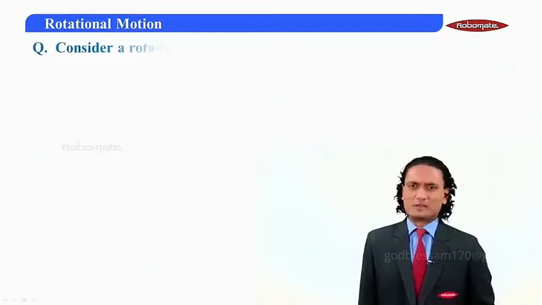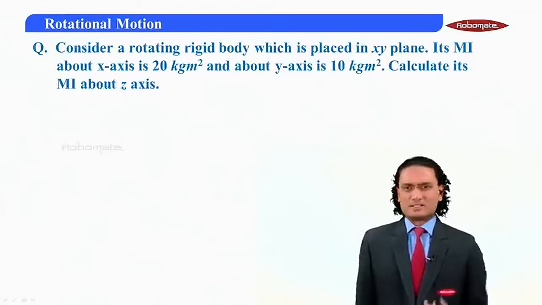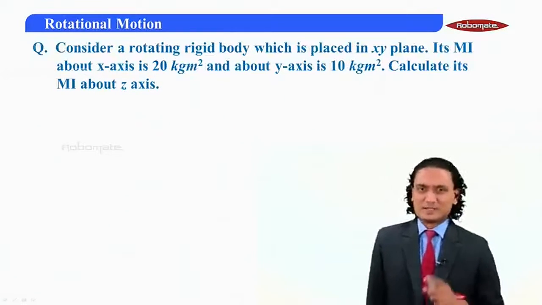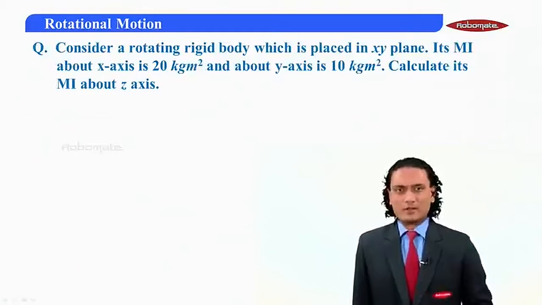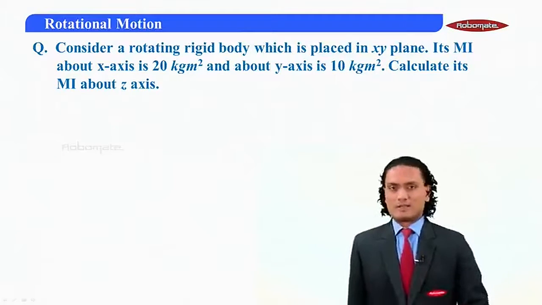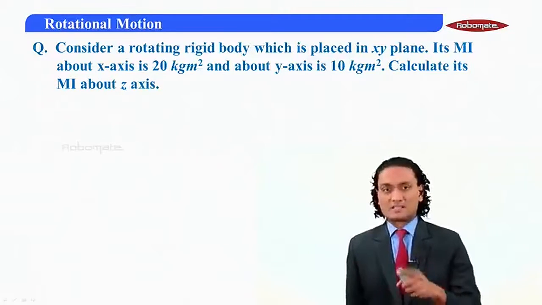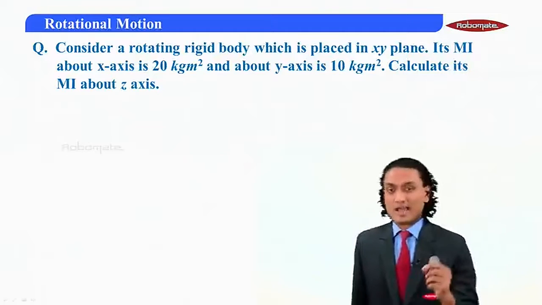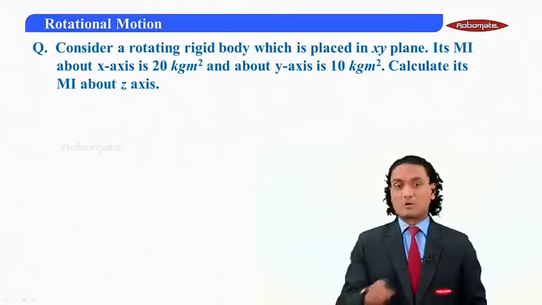Let us take a look at the first question. It's a simple one. Let me read the question. Consider a rotating rigid body which is placed in XY plane. Its moment of inertia about x-axis is 20 kilogram meter square and about y-axis is 10 kilogram meter square. Calculate its moment of inertia about z-axis.